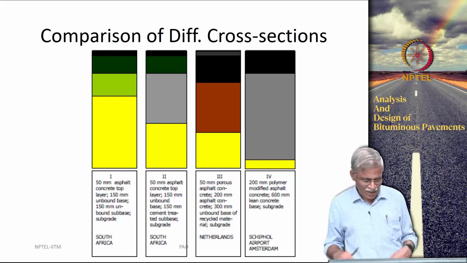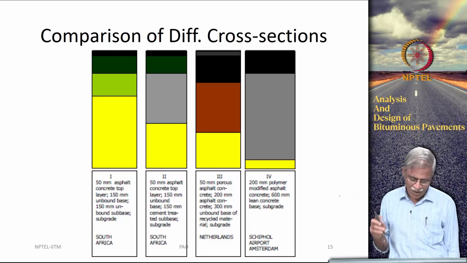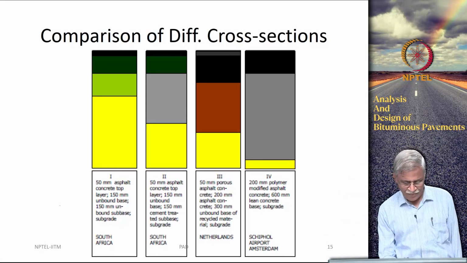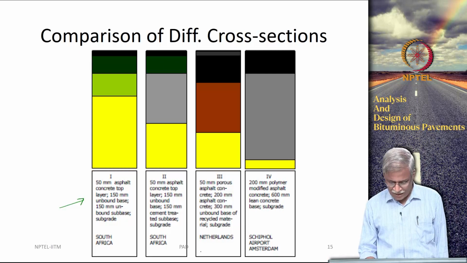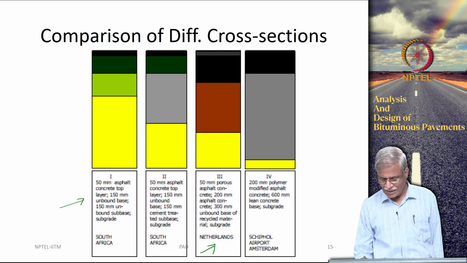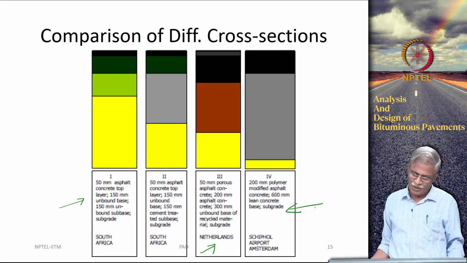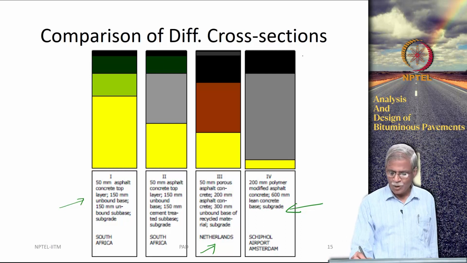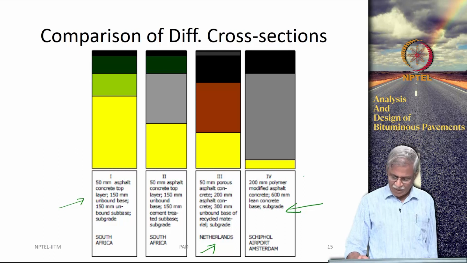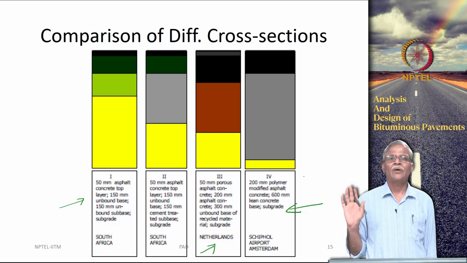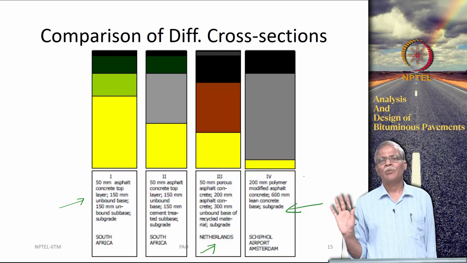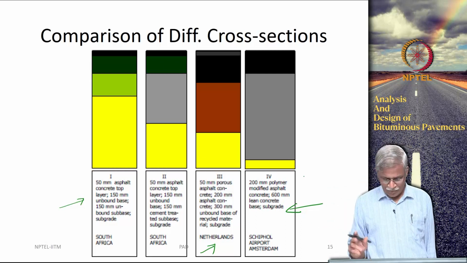Okay. So, to compare all these cross sections, you can see a South African cross section, then a cross section from the Netherlands, and this is a typical airport, Amsterdam airport cross section. So, you see there is a 200 mm polymer modified asphalt and a 600 mm lean concrete base. So, this is what is available as far as Schiphol airport in Amsterdam is concerned.